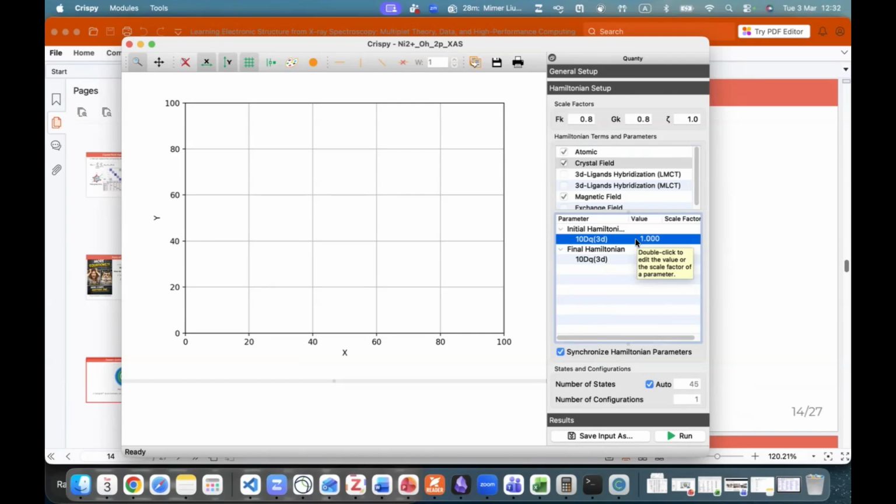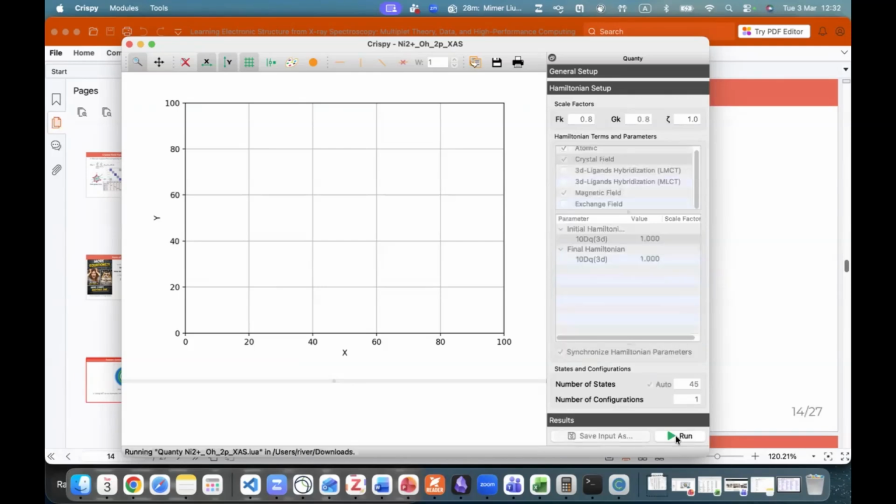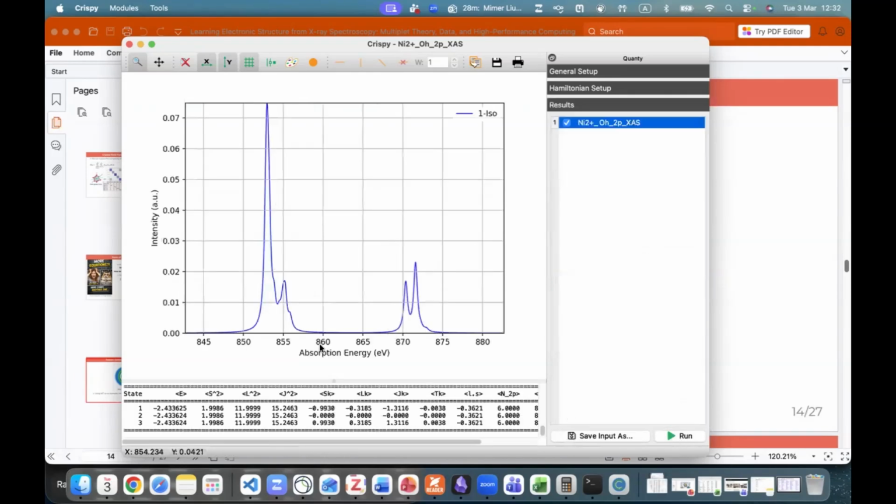On the other hand, you can also use ab initio input to get this value, at least as a starting point, and then tune the parameter to fit the experimental observations. So for the crystal field, there's not much actually to set up. After you give these parameters, you can just run this, and you will see the X-ray absorption spectroscopy of Ni2+.